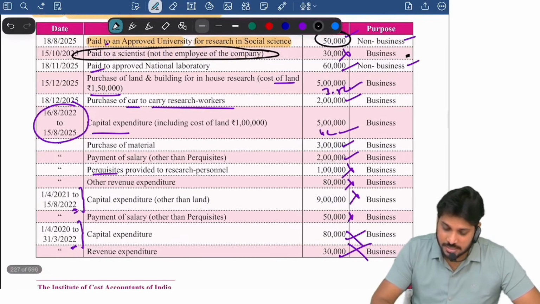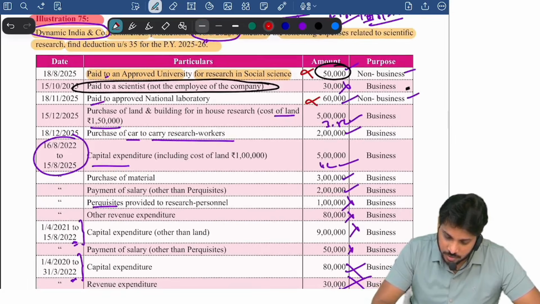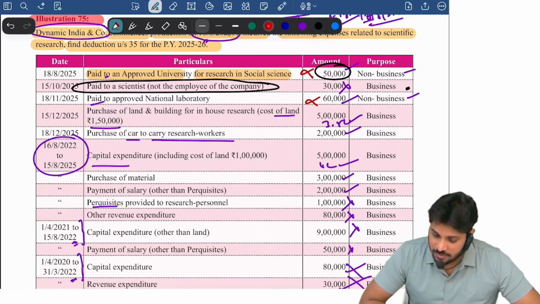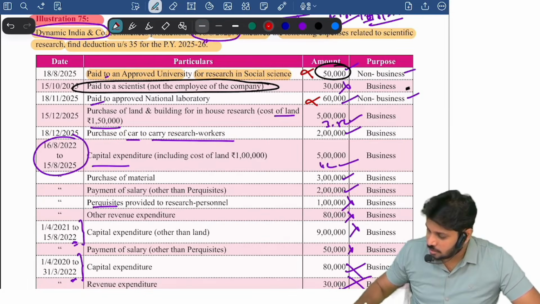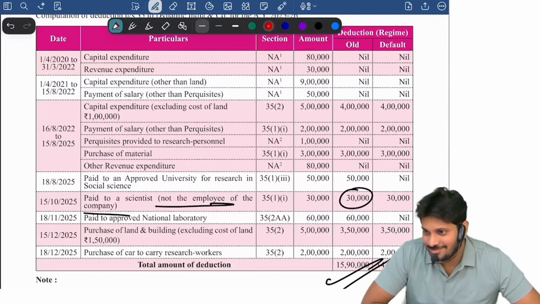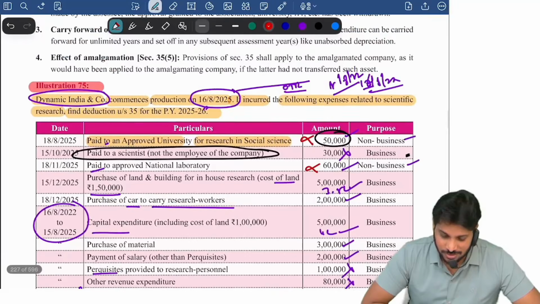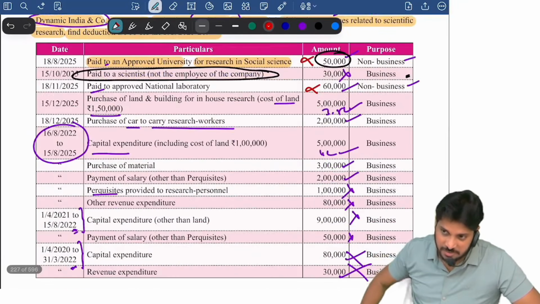Now, default tax regime. Under the default tax regime, what you will not get? You will not get this. You will not get this. Rest all you will get. 15 lakh 90 answer minus 1 lakh 10,000. So 14 lakh 80 is the answer. That's it. Over. Actually, very good. Very good, Sam. Yes or no? Very good. Very deep testing of the concept.